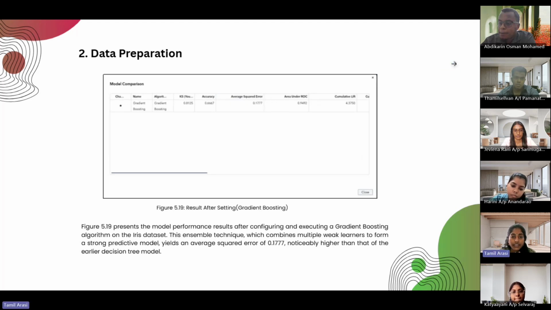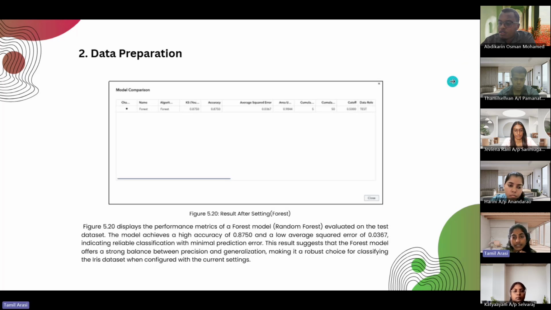And then here shows the result after setting, which is used by the gradient boosting algorithm. As you can see here, the figure presents the model performance results after configuring and executing a gradient boosting algorithm on the iris dataset. This ensemble technique, which combines multiple weak learners to form a strong predictive model, yields an average square error of 0.1777, noticeably higher than that of the earlier decision tree model shown in the figure before.